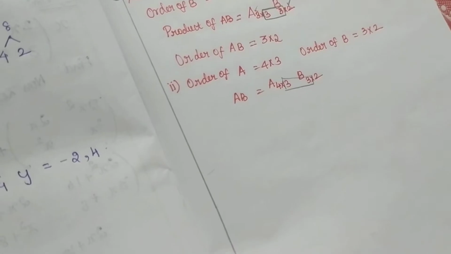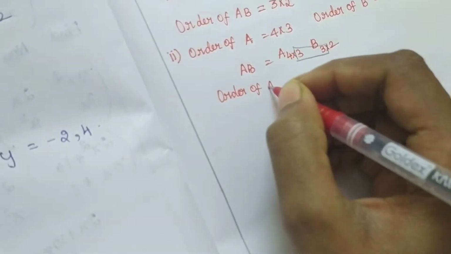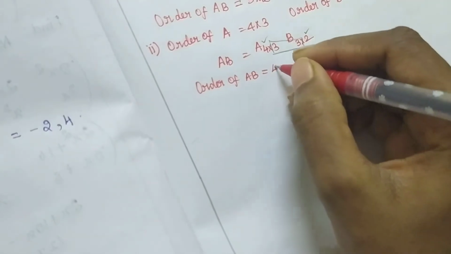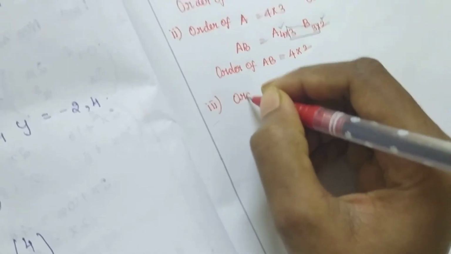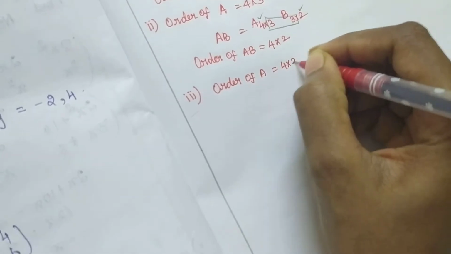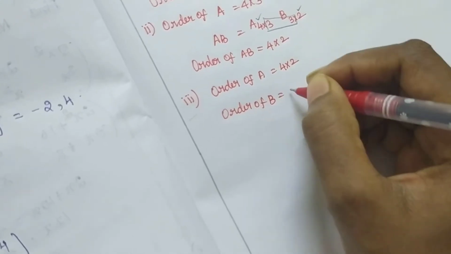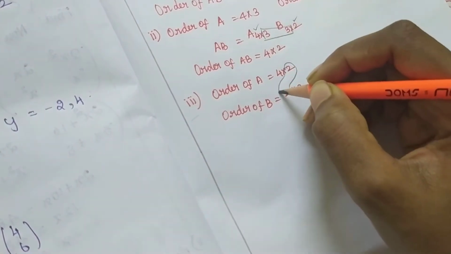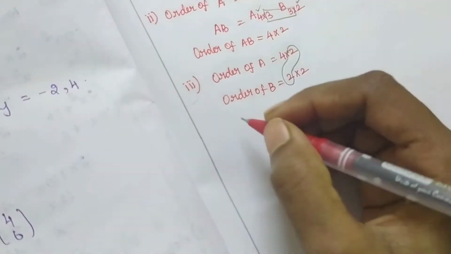So the order of AB, what do you have left as terms? 4, 2. So 4 cross 2. If you have difficulty writing, you will write in this method. Order of A is equal to 4 cross 2 and order of B is equal to 2 cross 2. So first one column, second one row. So it's equal, right? So I can directly write the left-out place.